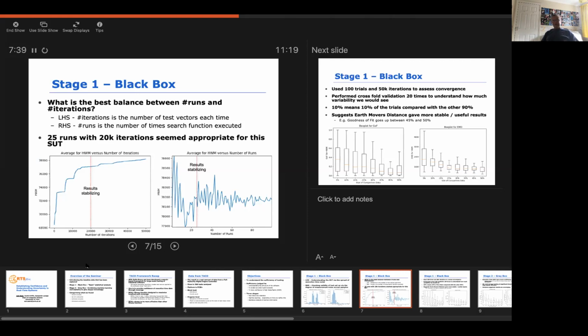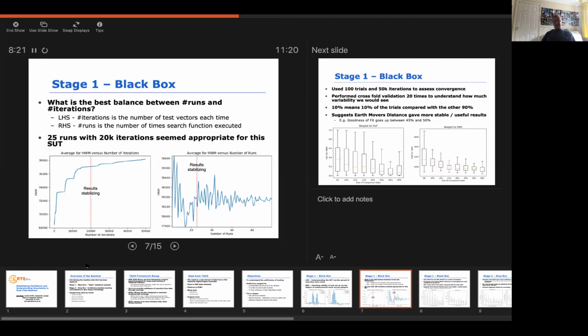The right-hand side is a different assessment where, for 50,000 iterations, we looked at the number of runs and whether the results are stabilizing. Again, we have the average high watermark on the y-axis and the number of runs on the x-axis. In this case we again see variability, but after about 25 runs, things begin to settle down. So based on this, we could conclude that a good balance in terms of the number of runs and the number of iterations could be 25 runs and 20,000 iterations on each of those runs. So this gives us a baseline for going forward.